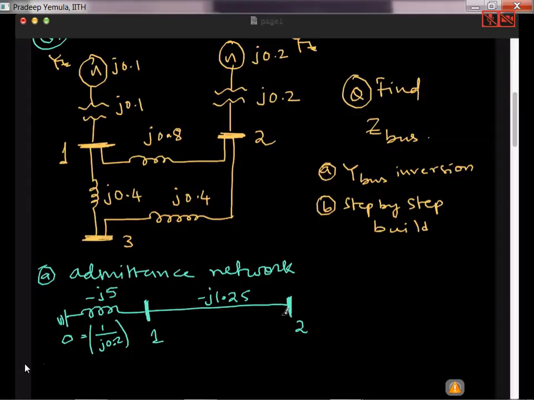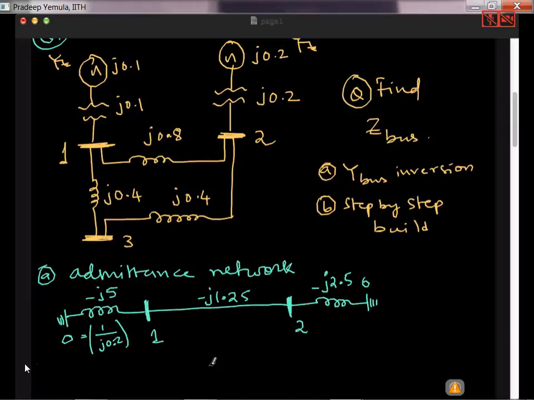Then what is the admittance connecting 2 to the ground? So 2 is connected to the ground. Here you see the generator is grounded, and j0.2 and j0.2 are the two impedances. So the total impedance is j0.4, and 1 by j0.4 I have to do. So that will be minus j2.5. So that is the admittance of this line, and this is the admittance.